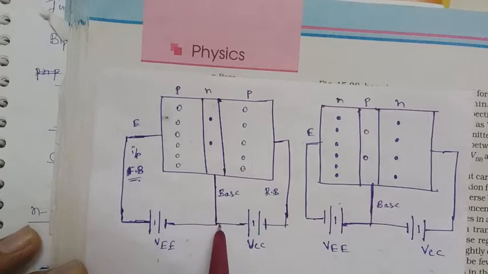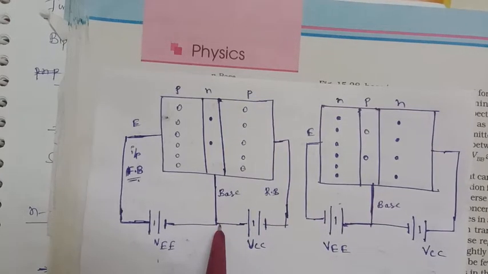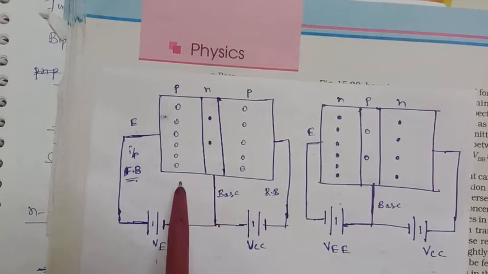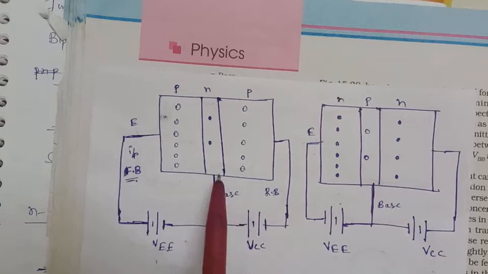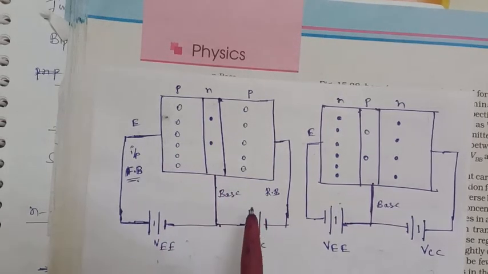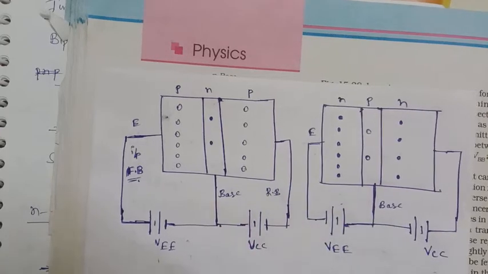In case of common base, if suppose common emitter, then at that time the input is VBB and the output is VCC. Output is VCC. Input is VBB. We have 3 types of configurations: common base, common emitter, common collector. That we will discuss next.